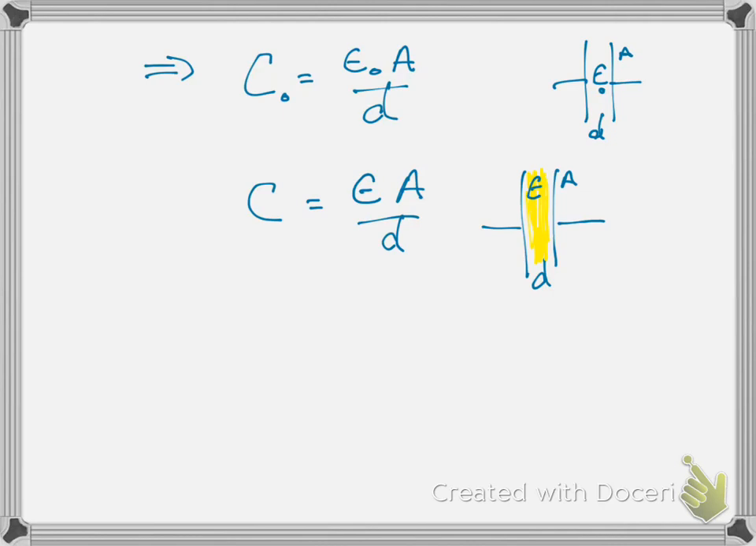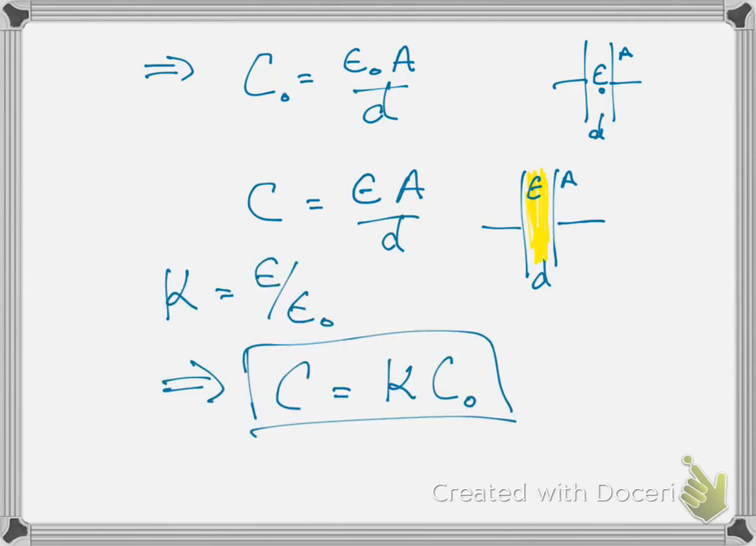If I take the ratio of epsilon over epsilon 0, then all the dielectric does is increase the capacitance from when it had vacuum or air in between. It increases it by a factor of kappa. So that's why we use kappa instead of epsilon, because now we can show how the capacitance changes when I put a dielectric between the plates.